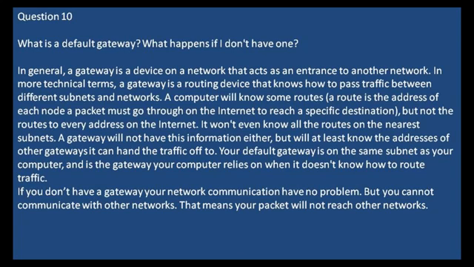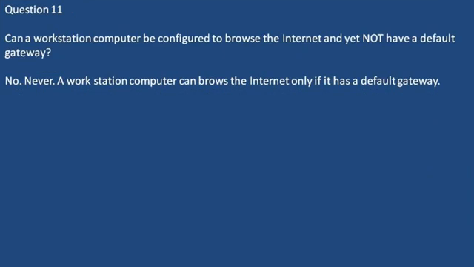Your default gateway is on the same subnet as your computer, and is the gateway your computer relies on when it doesn't know how to route traffic. If you don't have a gateway, your network communication has no problem, but you cannot communicate with other networks. That means your packets will not reach other networks. Question number 11. Can a workstation computer be configured to browse the internet and yet not have a default gateway? No, never. A workstation computer can browse the internet only if it has a default gateway.